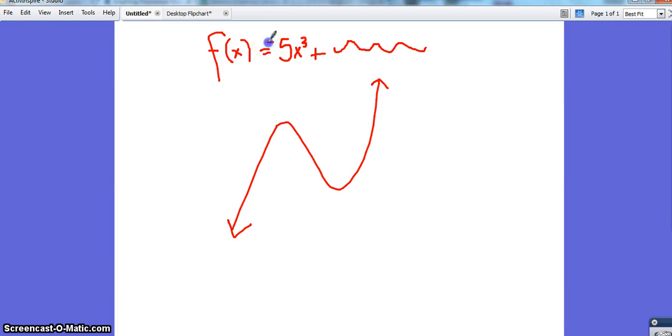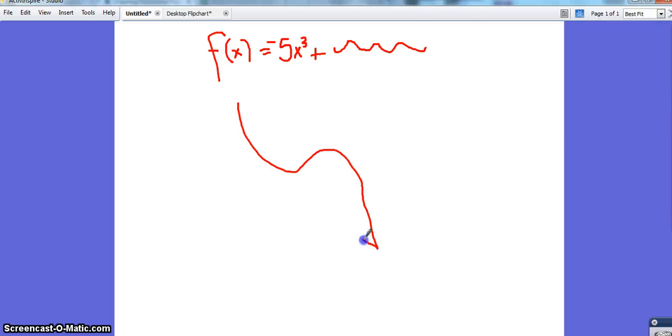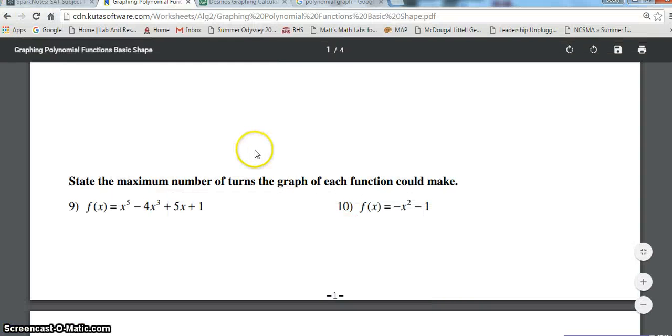If I put a negative here, well then that would make me completely change things. Now it would look something more like this. Start high and end low, so go up on the left and down on the right. So that's how I can figure out which way it's going to look just from looking at the equations.